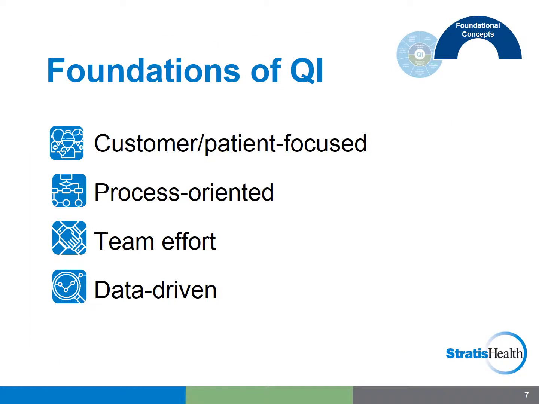Let's now take the definition and concepts of what quality improvement is and what it can help you achieve and break that down into these 4 foundational elements. Quality improvement is customer-focused, process-oriented, a team effort, and data-driven. In the next few slides, we'll take a look at each of these 4 concepts individually.